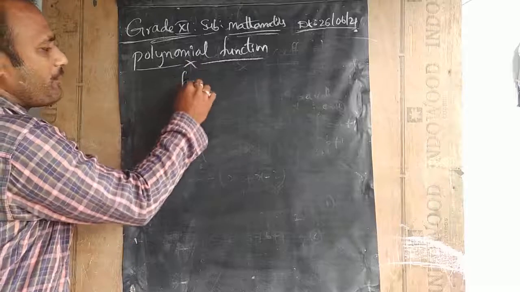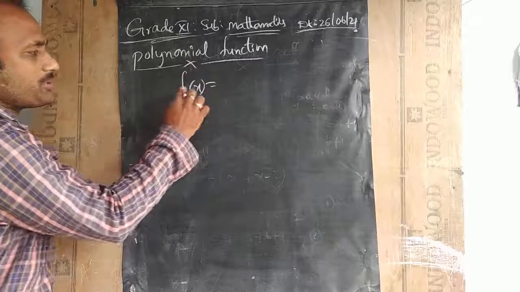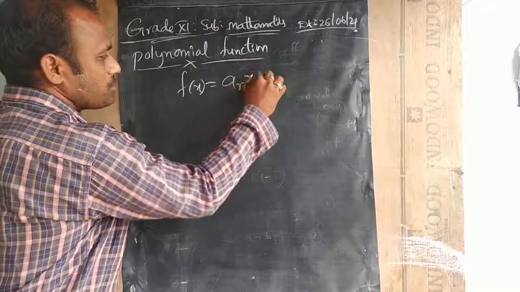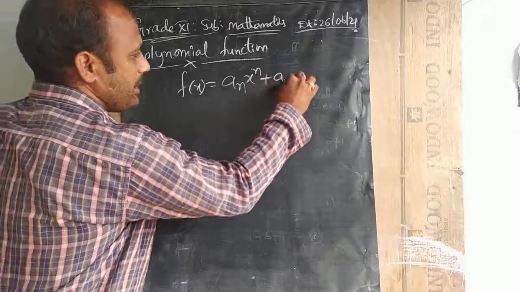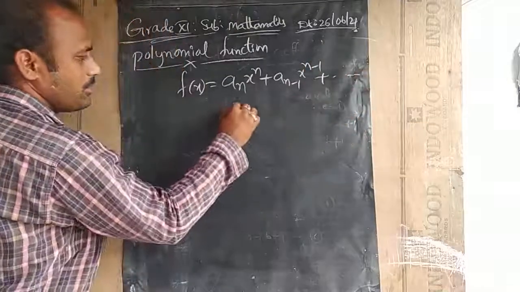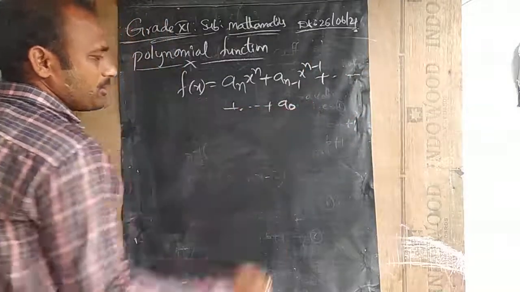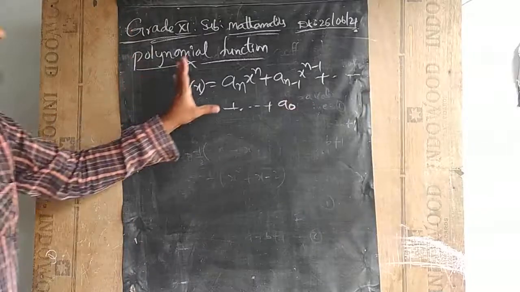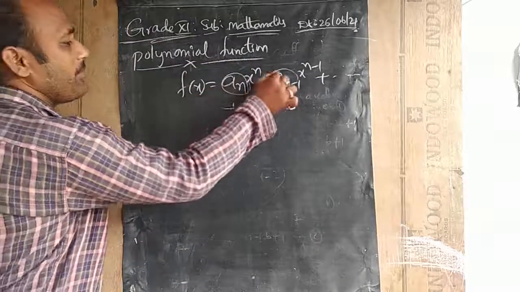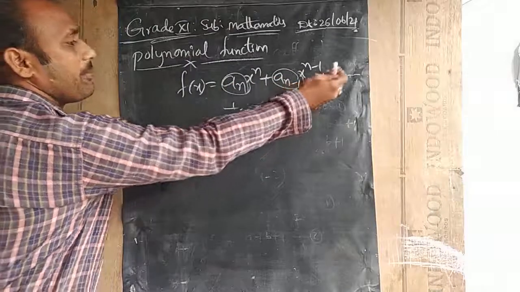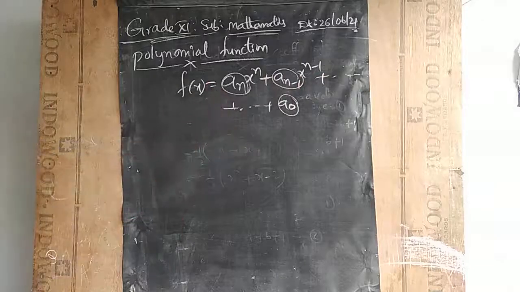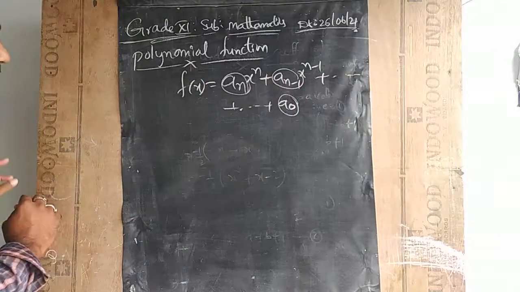So let f of x be a polynomial whose general form will be a n x to the power of n plus a n minus 1 x to the power of n minus 1 plus so on plus a naught. So this is the general polynomial function where we are going to call a n minus 1, a naught, a n minus 2, a n minus 3, these all are called coefficients of the given polynomial.